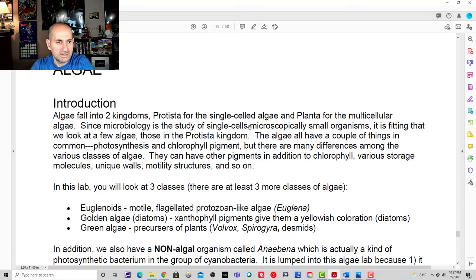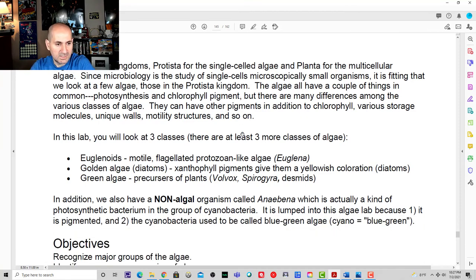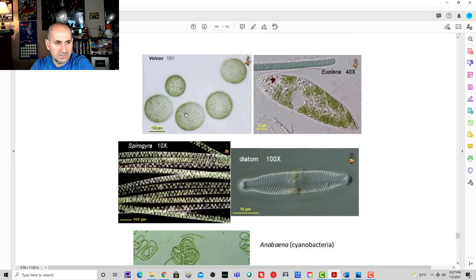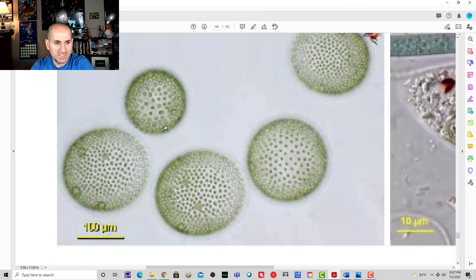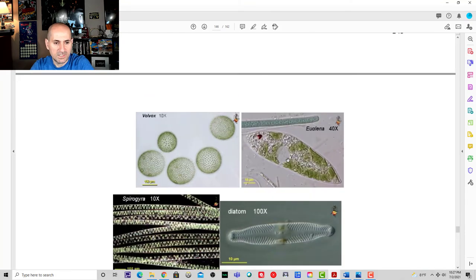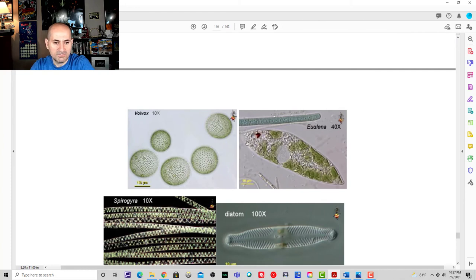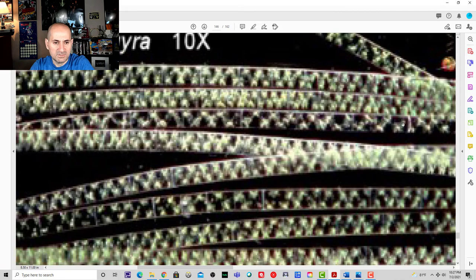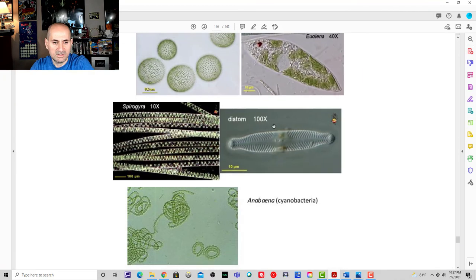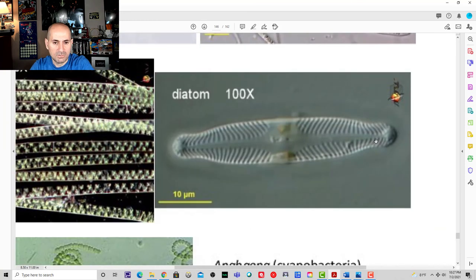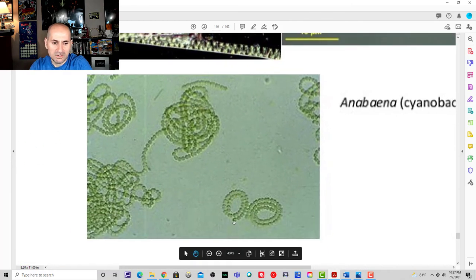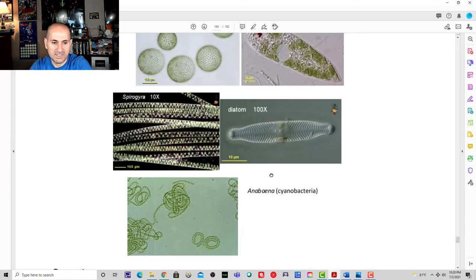These are photosynthetic organisms, photosynthetic protists. One type I want you to know is Volvox. I want you to know the shape of Volvox. It looks like a big ball with smaller balls inside. Euglena is a flagellated type of algae. Spirogyra look like filaments. They're filamentous in shape and they have this zigzag pattern inside. They're very beautiful to look at. Diatoms look like small crystals because they have a frustule of silica, a glass cell wall essentially. And then the Anabaena look like pearl necklaces of green color, a type of cyanobacteria.